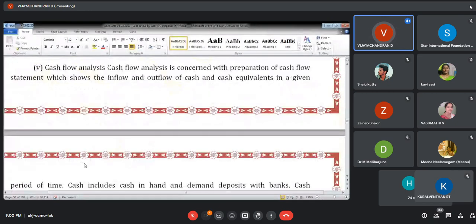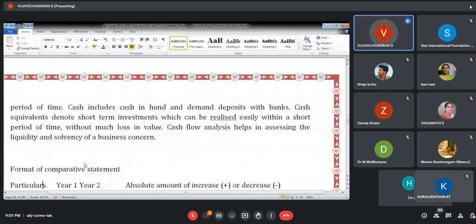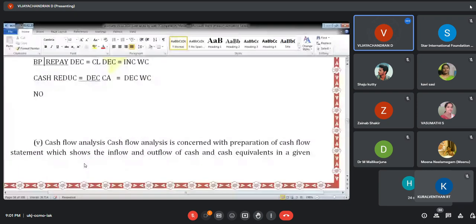The fund flow statement is peculiar about working capital, but the cash flow statement is peculiar about cash flow: how much cash is coming in and how much cash is going out of the business. I told you it should be prepared as per accounting standard 3. As per accounting standard 3, kindly note, cash from operating activities. Operating activity means out of your sales.